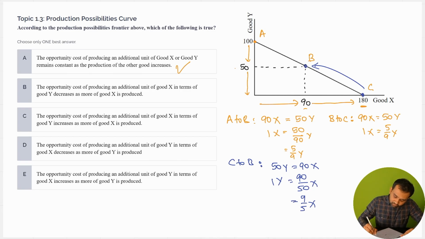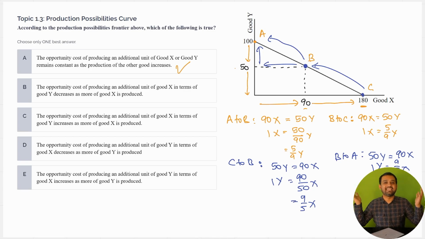Okay. Now, what if I go from B to A? So to go from B to A, same scenario. So I was producing at B here. If I increase Y production by 50, again, I had to give up 90 units of X. Okay, so that ratio of 1Y equals 9 over 5X stayed the same. So as a result, we can see that with a straight production possibility curve, opportunity cost of producing X and Y will remain the same no matter whether you're producing X or Y. And therefore, A is the correct answer to this question.